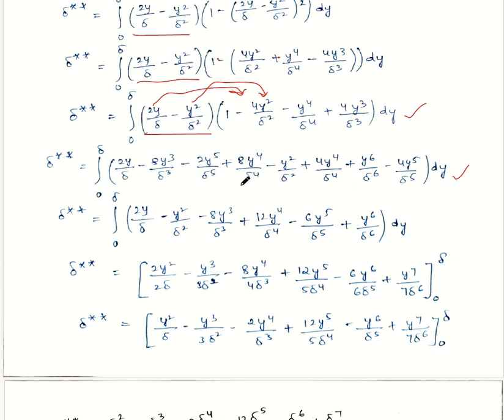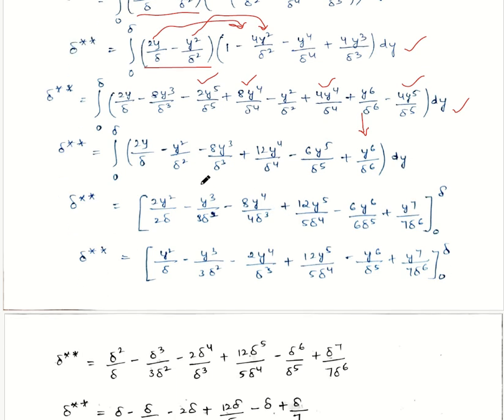If there are similar terms we can add them, and write the remaining terms at one place. So 2y by delta, minus 8y cube by delta cube is also the same, and we have minus y square by delta square. Here we have 8y power 4 by delta power 4 and here 4y power 4 by delta power 4, so it becomes 12. Next, minus 4y power 5 by delta power 5 and minus 2y power 5 by delta power 5, so it becomes minus 6, and the remaining term is y power 6 by delta power 6. Now integrate this.